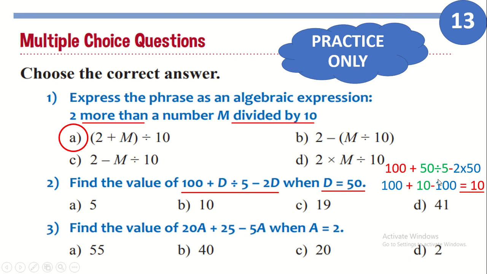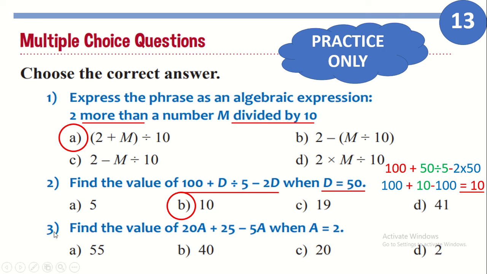Now you have 150 divided by 5, you have 10. Minus 2 times 50 is 100. If you solve this, 100 plus 10 minus 100, and then you have 10. The answer is 10. Letter B. Correct, students? You multiply first or divide. You remember that, students? Division or multiplication first before you do the addition and subtraction. You remember that, students?